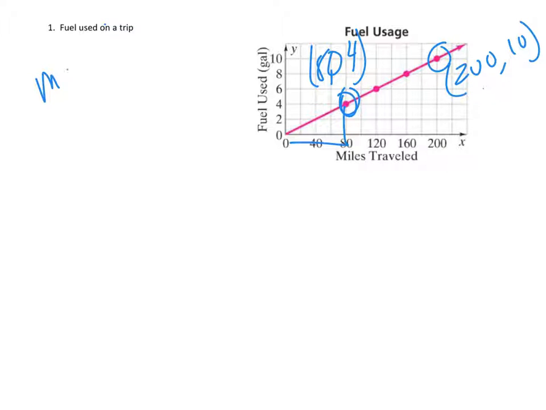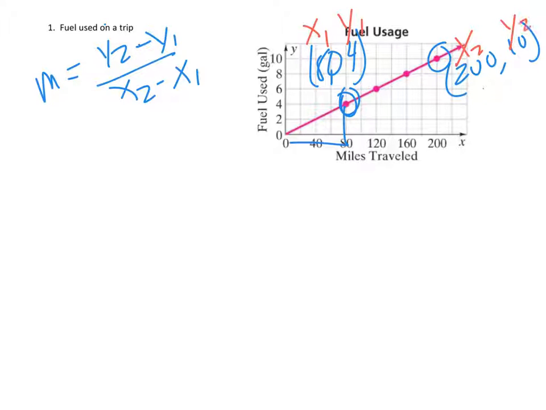Remember, m equals y2 minus y1 over x2 minus x1. I know you love hearing me say that. So, marking these, remember x's come first, and it doesn't matter which one you pick. x1, y1, x2, y2. There you go. So, now we're going to go ahead and find the slope here.